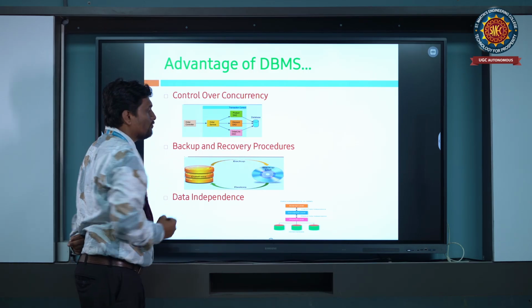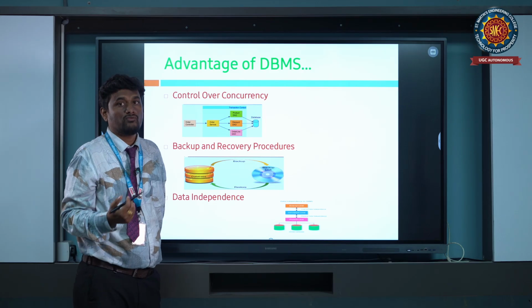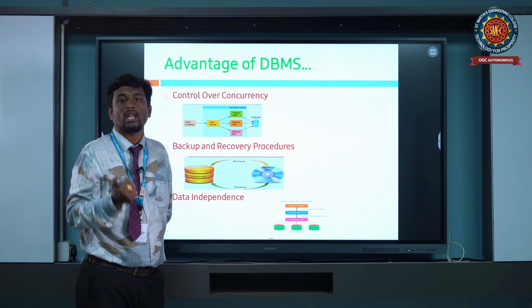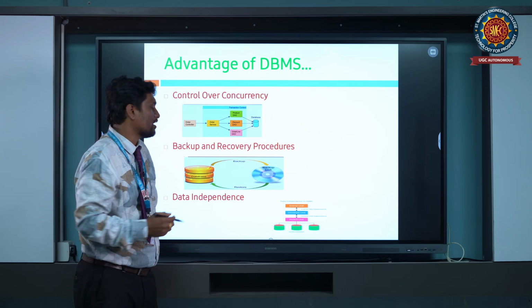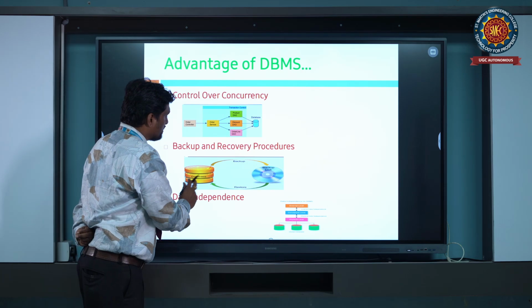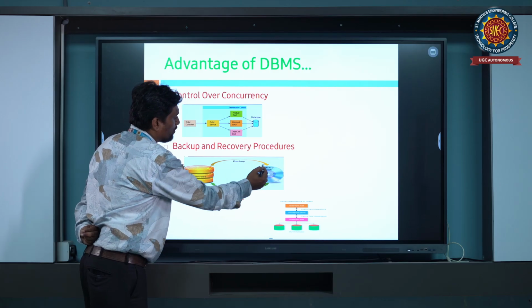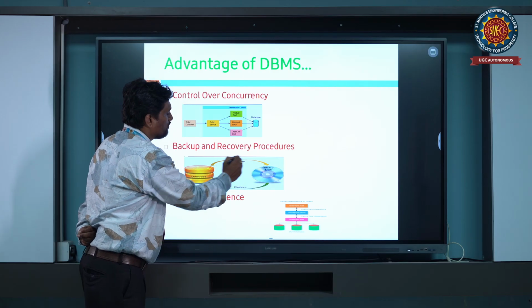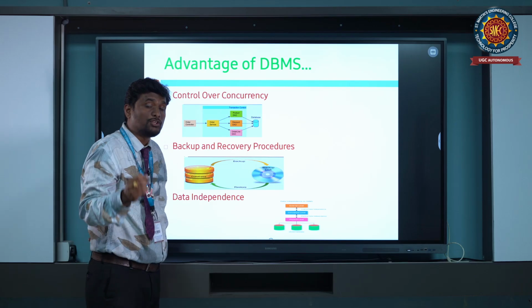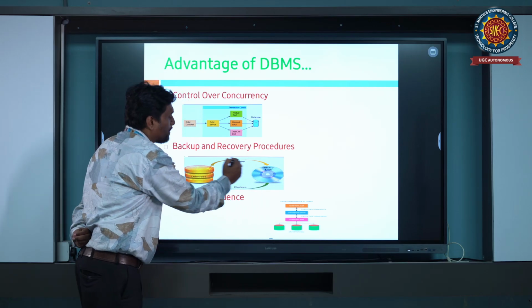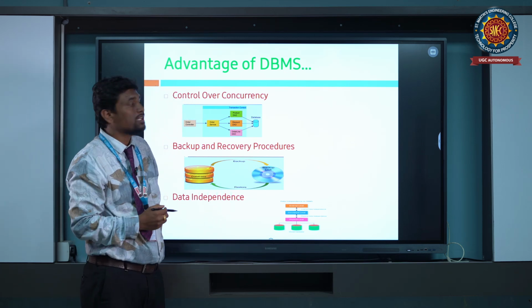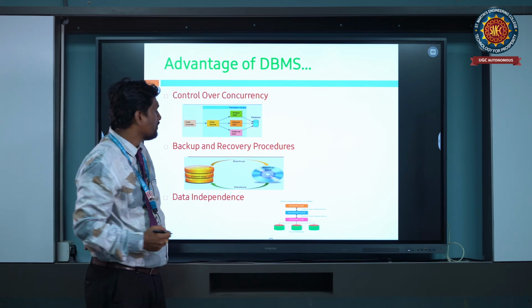Next one, backup. We have the data, but how to back it up? Sometimes, if we lose the data, we will face a problem. That's why we need to take a backup. We take the backup of the disk and database. And in case you need it at any time, you need to restore. First is backup, after that restore. This is the data recovery process.